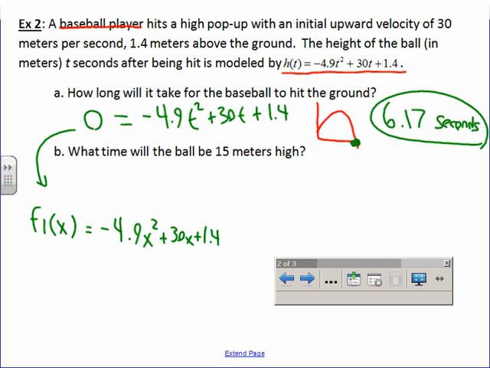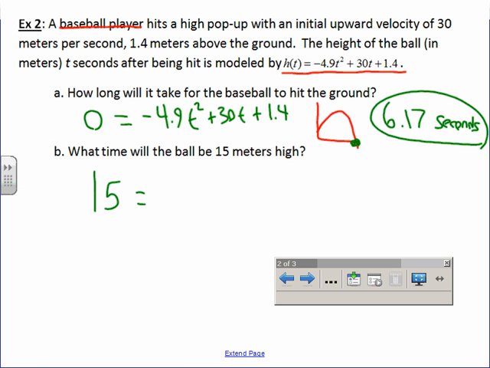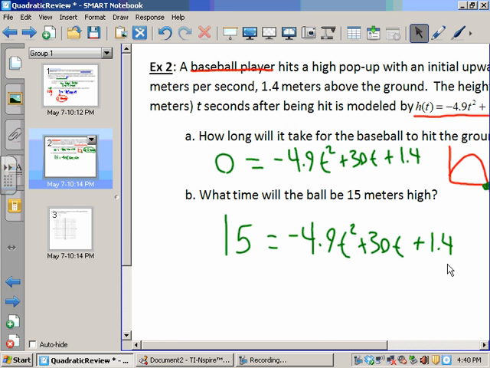Yay! Okay, now the question is, what time will the ball be 15 meters high? So this is a new equation. 15 goes in for the height: 15 equals negative 4.9 t squared plus 30t plus 1.4. How many times do you think the ball was at a height of 15 meters? Imagine someone hitting it up. It goes up and then comes back down. That's right, 2 times. So we're looking for 2 intersections.